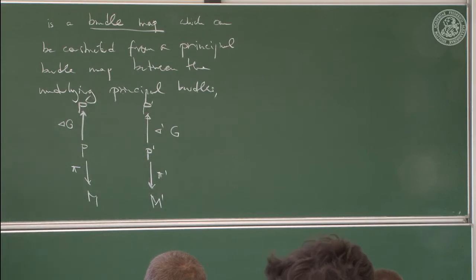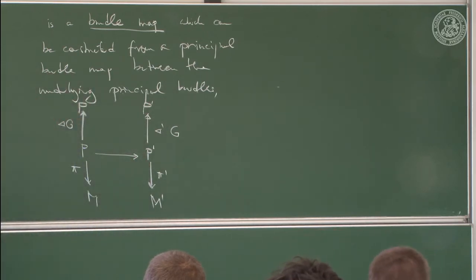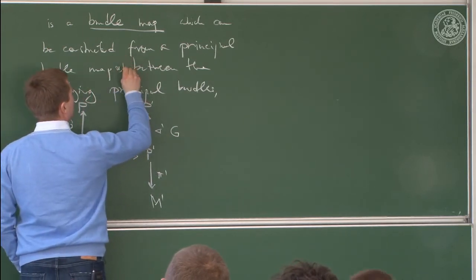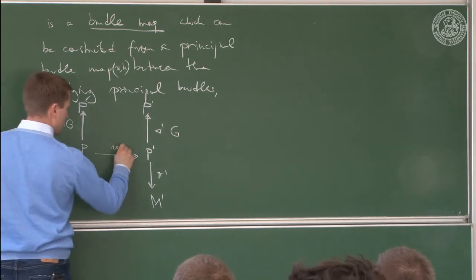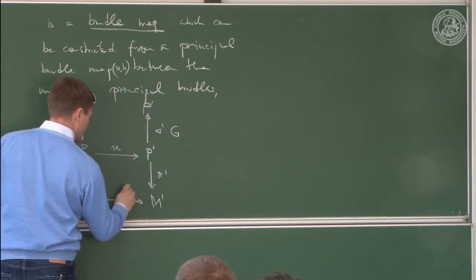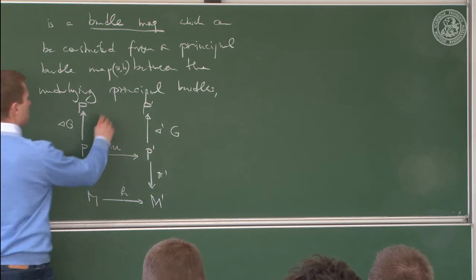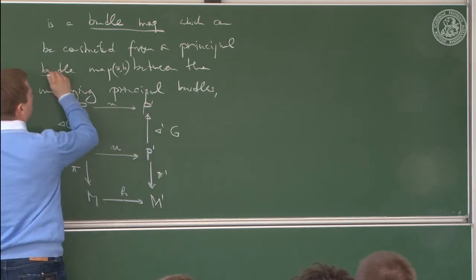Okay? And so we say it can be constructed from a principal bundle map, and let's call this principal bundle map U and H. That's a pair of maps, U and H. And then, of course, this U appears up here again, from principal bundle maps.